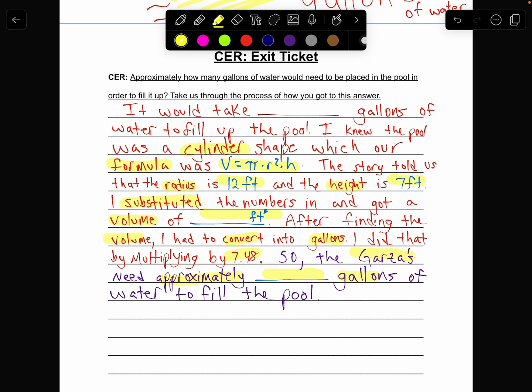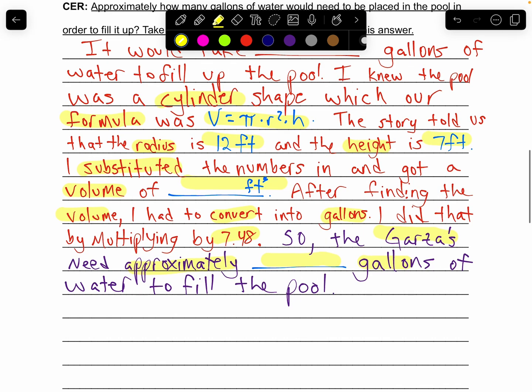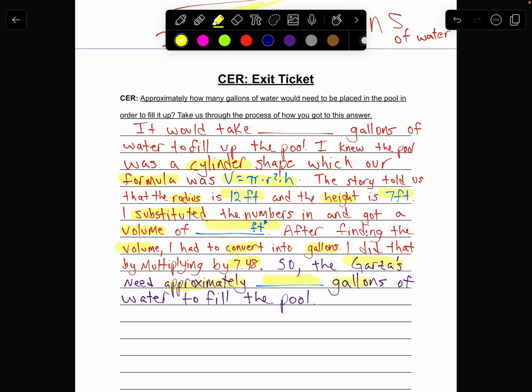Main point, don't tell me I plugged in the numbers, I squared it, I multiplied it by height, I put it in the calculator. Don't do that. That's too much. Just explain, this is the formula I used. These are the numbers I plugged into it. These are the answers that I got. Okay? That's all I really want you guys to tell me what we're doing. Be straightforward. Don't fluff it. I don't need a certain amount of sentences. I just need a certain amount of information. Your evidence was all this stuff in the middle. And I think R stands for reasoning, correct? But your conclusion, so after all that, the Garzas needed approximately this many gallons of water to fill the pool. Boom. All right, guys.